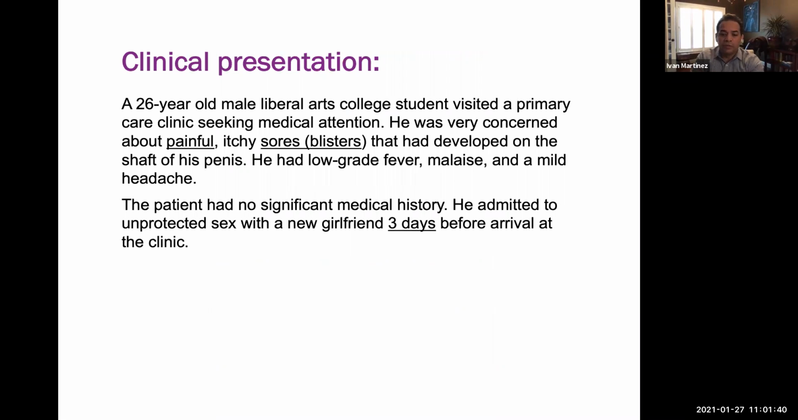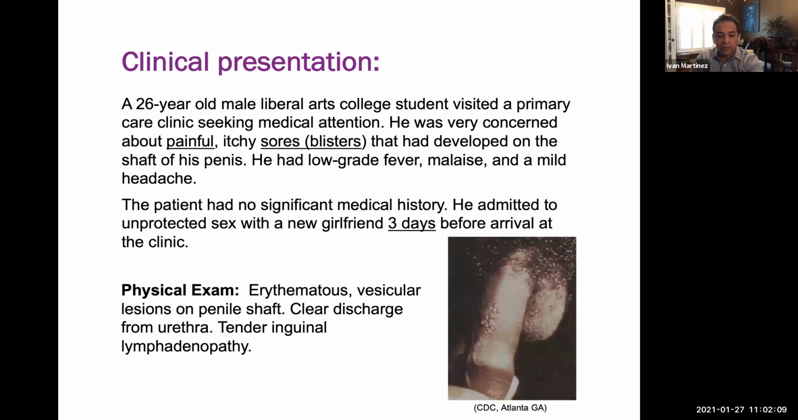So this is just an example of a clinical presentation. A 26-year-old male liberal arts college student visited a primary care clinic seeking medical attention. He was very concerned about painful, itchy sores and blisters that have developed on the shaft of his penis. He had low-grade fever, malaise, and a mild headache. The patient has no significant medical history. He admitted to having unprotected sex with a new girlfriend 3 days before arrival at the clinic. The physical exam showed erythematous vesicular lesions of the penile shaft, clear discharge from the urethra, and tender inguinal lymphadenopathy.